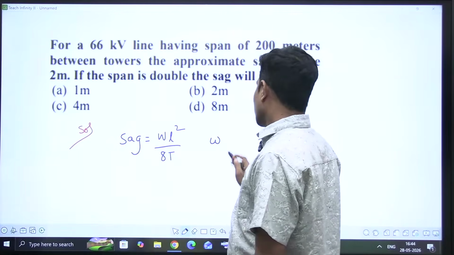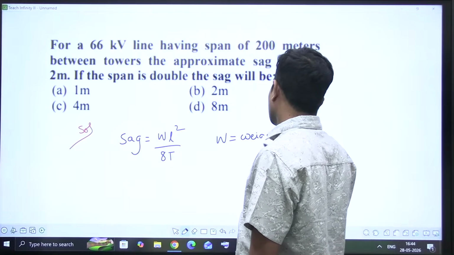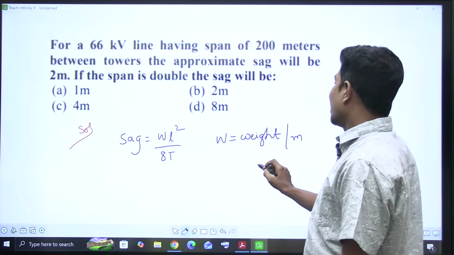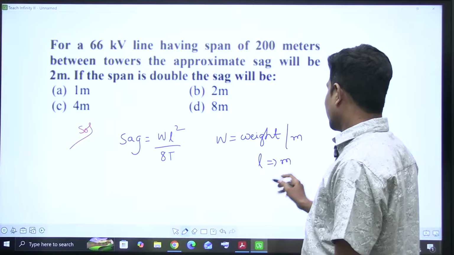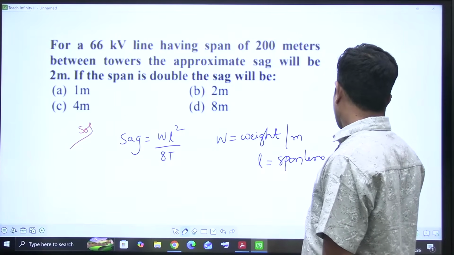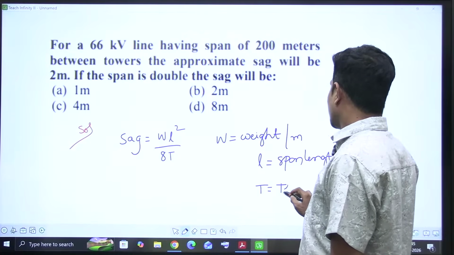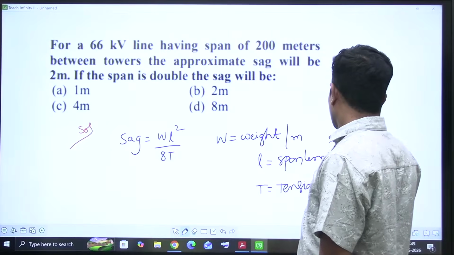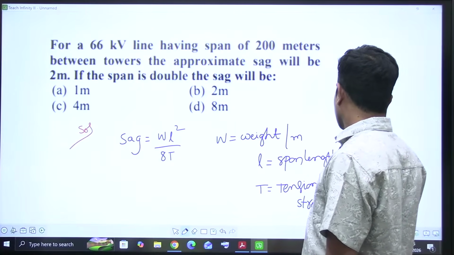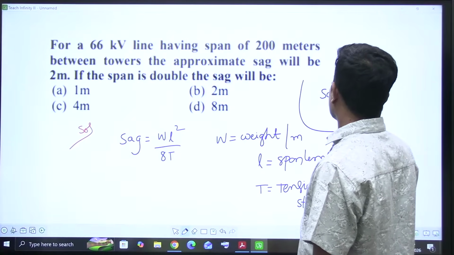What is W? W is weight per unit length, weight per meter. L is the span length in meters. T is the tension or tensile strength. So sag is directly proportional to L square.